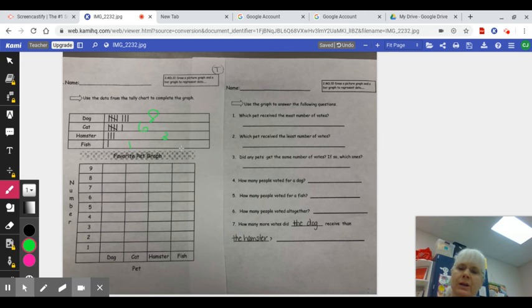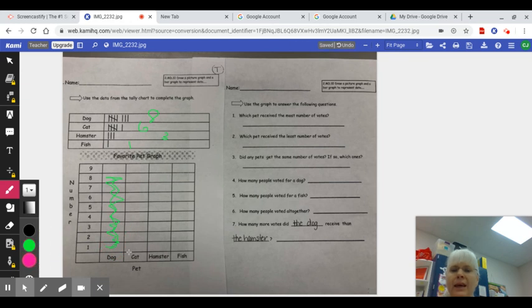Now that we have our information from our tally chart counted up, we can complete our bar graph, which is titled Favorite Pet Graph. Over dog, we're going to color it all the way up to the 8 because 8 people picked dog. Now you, of course, are going to color it much more beautiful than Miss Connie is doing right now.